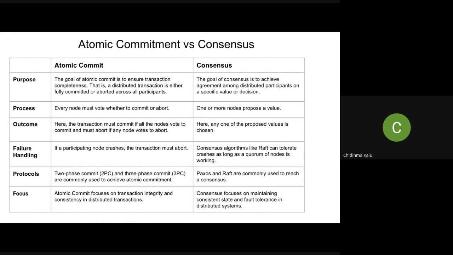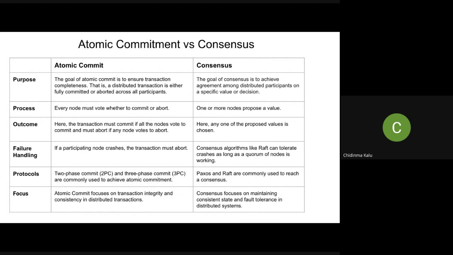Failure handling in atomic commits: if a participating node crashes, the transaction must abort. However, in consensus, algorithms like Raft can tolerate crashes as long as there is a quorum of nodes working.